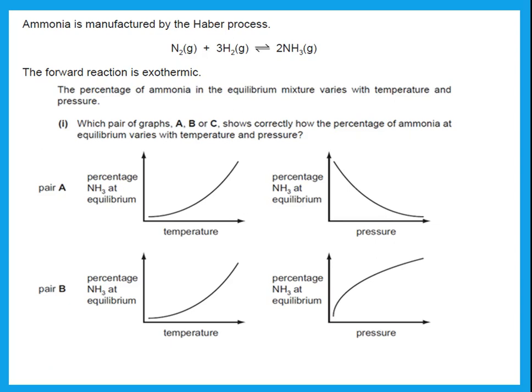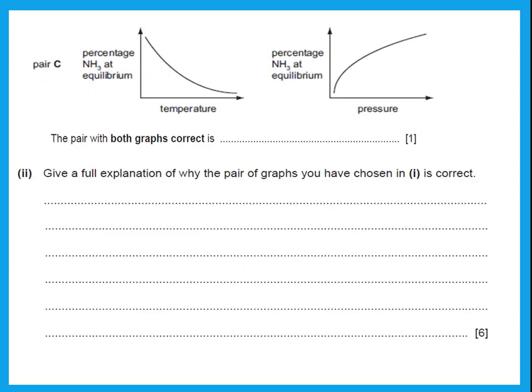Now let's look at B. Now B also says that as the temperature increases, the percentage of ammonia increases. No. As the temperature increases, the reaction will go backwards, so the percentage ammonia will decrease, not increase. So both A and B are wrong. Let's take a look at C. Now at C, it is saying that as the temperature increases, what is happening to percent ammonia? Yes, it is decreasing. So this one is probably right.